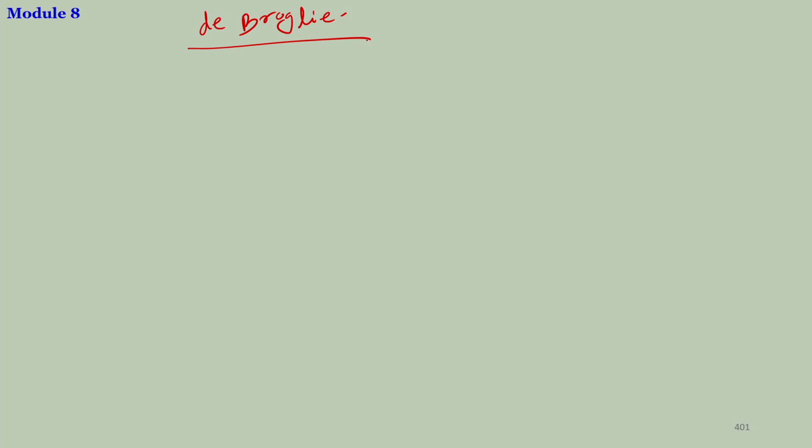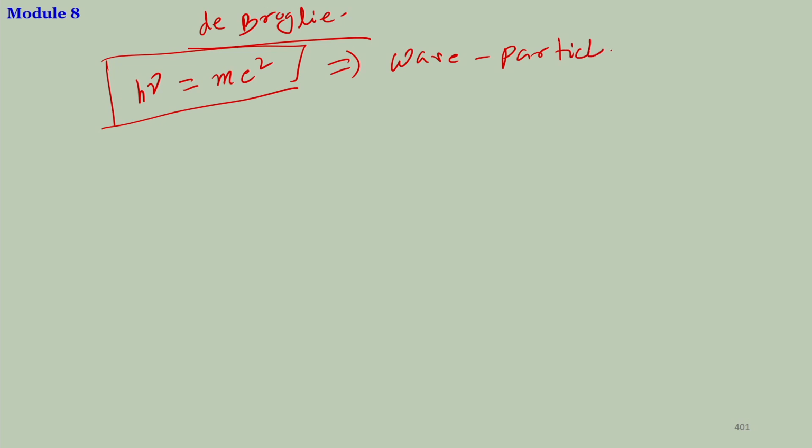He said that a given radiation has both a wave property as well as a particle property. So, any radiation has a wave nature as well as a particle nature to it, and he has equated E equals h nu and E equals m c square, so h nu equals m c square. This means wave particle duality, which means a radiation has a wave property and a radiation has a particle property as well.